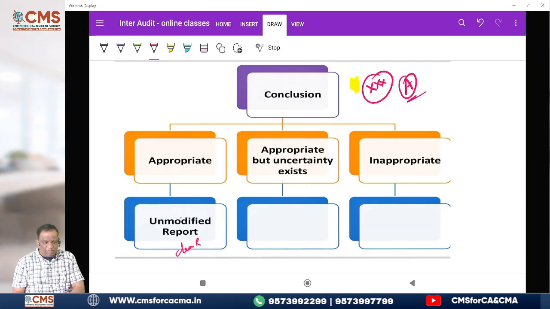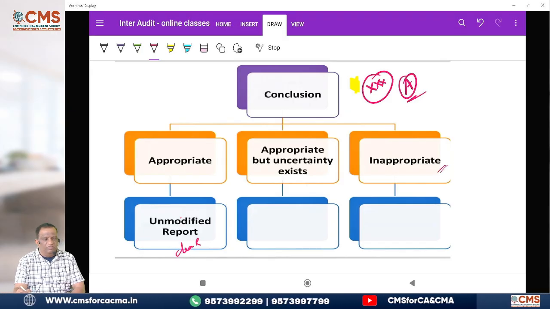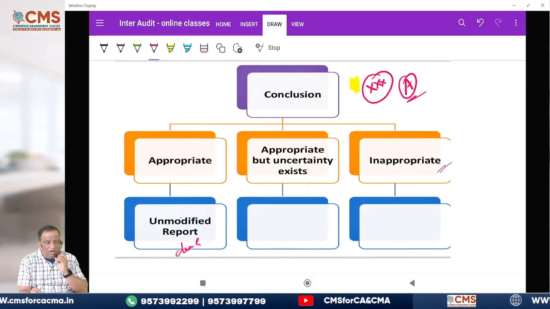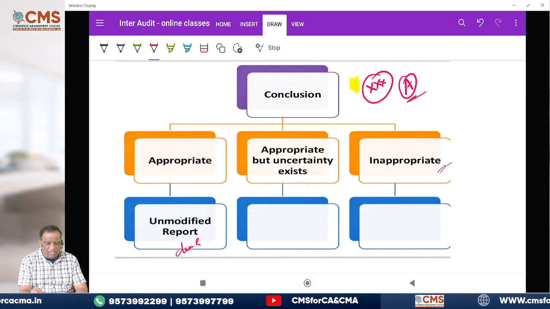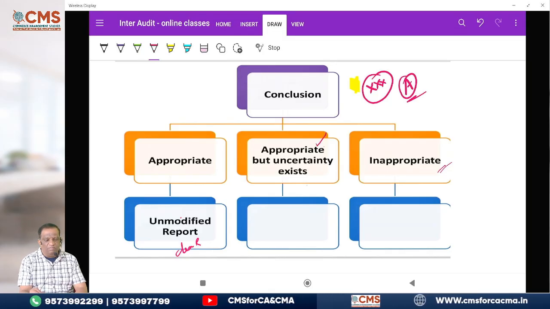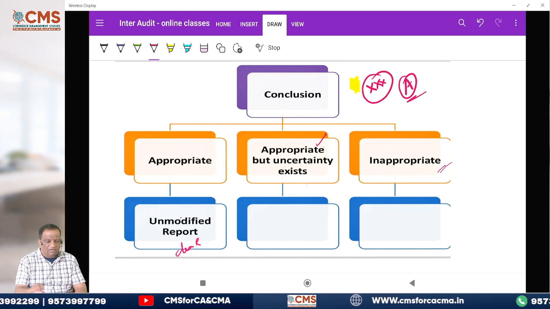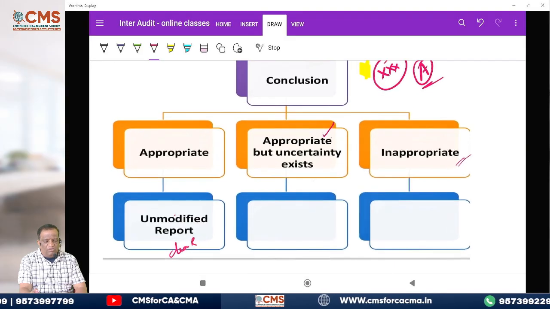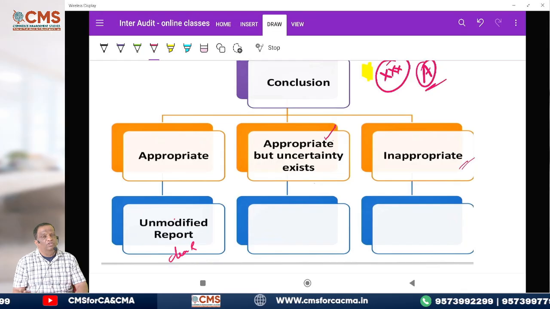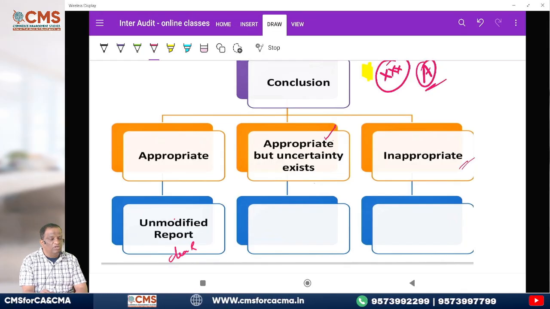Three things. Appropriate, that is, entity will continue, and at the far end is inappropriate. You believe that no, there are so many problems for the company and it will not continue. Inappropriate. Or in the middle, you may consider it appropriate, but uncertainty exists. That is, you believe it is appearing to be okay, but there are some doubts. So, the auditor is not fully convinced. These are the three scenarios. First scenario is simple. Wherever you conclude that going concern is appropriate, that is, the entity will continue without any problem, then you will issue an unmodified report. Unmodified report, or it is also called clean report.